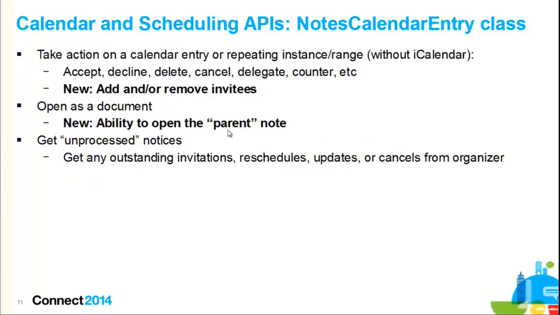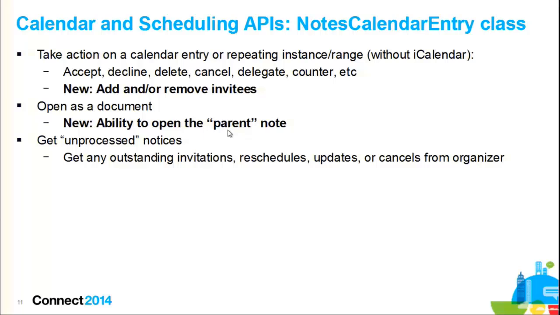Also, it takes action on a calendar entry without iCalendar. So these are things like, given that UID, I want to decline it. I want that thing off my calendar. I want to cancel it, delete, delegate, counter, accept, tentatively accept. All of the actions that you can get in Notes, you can get through the API.